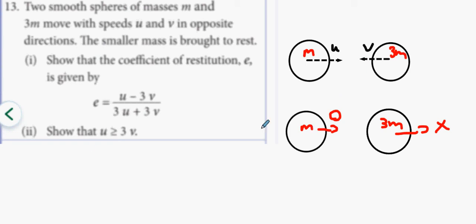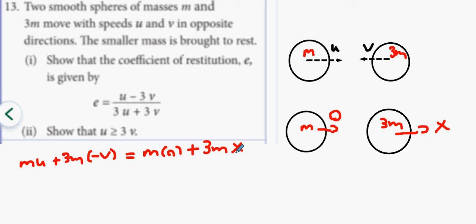Now, let's do what you always do: go on autopilot and do the conservation of momentum. m1 is m with u1, m2 is 3m with v going in the opposite direction. Then m1, v1, m2, v2, which is x. Cancel those m's and you get u minus 3v equals 3x.